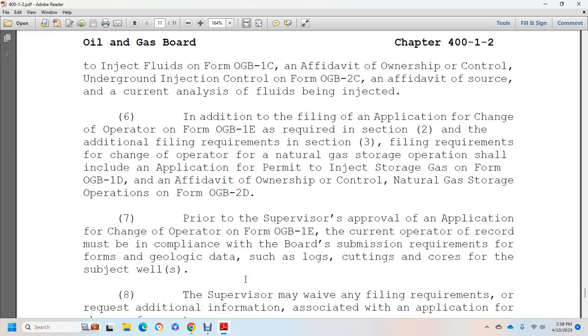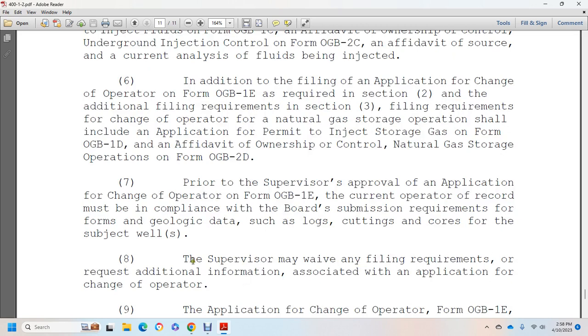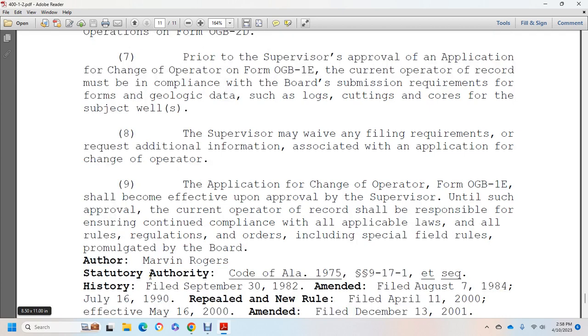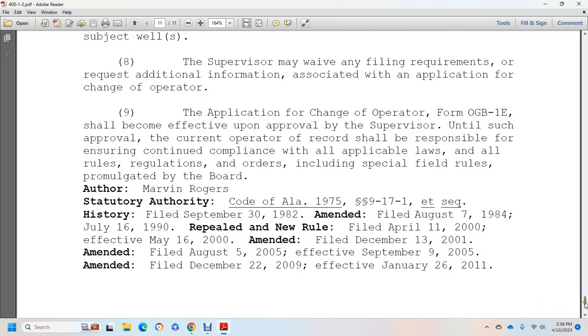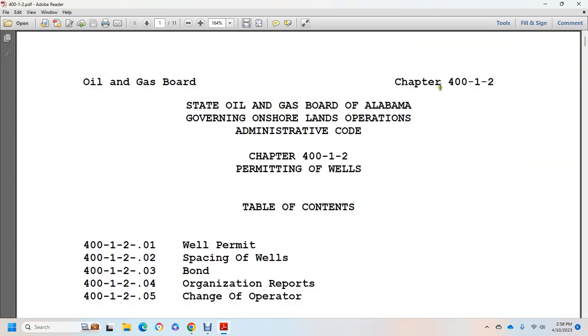Prior to supervisor approval of the application for change of operator, the current operator of record must be in compliance with the board submission requirements for the geological data, the logs, and cuttings records for the subject wells. D. The supervisor may waive the following requirements or request additional information associated with the application for change of operator. 9. The application for change of operator, form OGB-1E, shall become effective upon approval of the supervisor, until the approval of the current operator of record, at the request of the supervisor, for ensuring continued compliance with the applicable laws and all rules, regulations, and orders, including special field rules promulgated by the board, and the permitting of the wells.